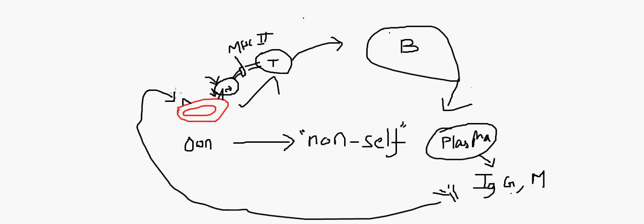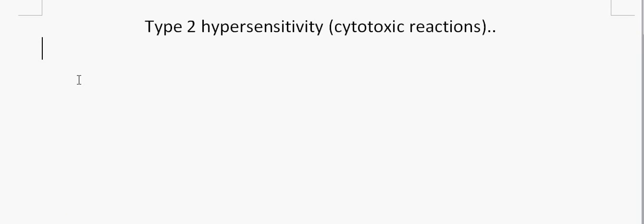So this is the problem. The body's own antibodies think that the self cell is some foreign object and try to kill the own cell. So there are three important mechanisms by which these antibodies kill the own cells. We'll see what these three mechanisms are. So the first mechanism is through phagocytosis.